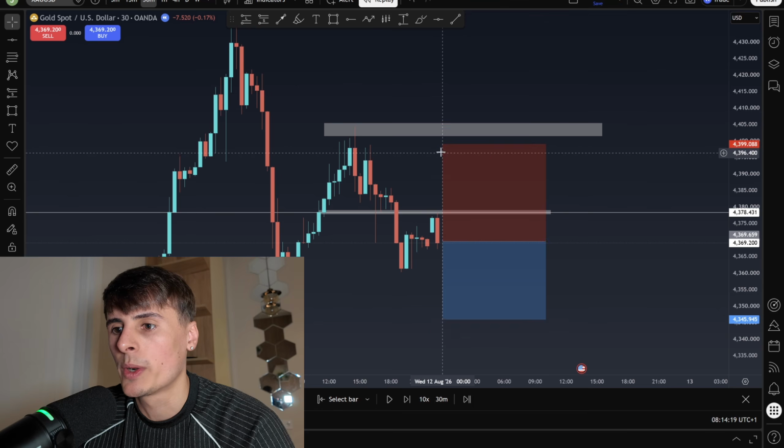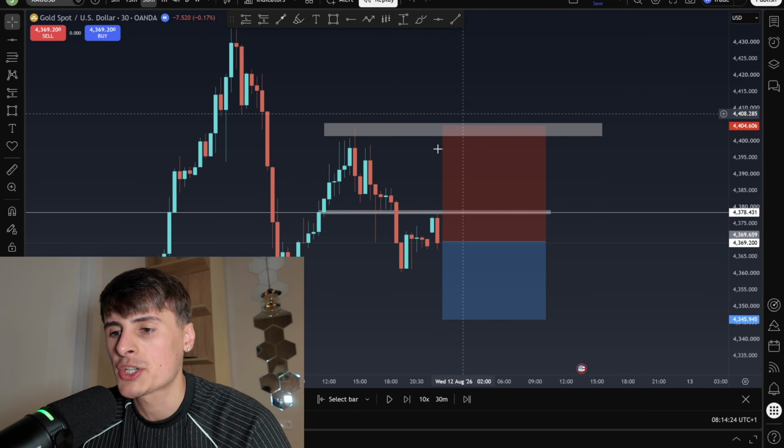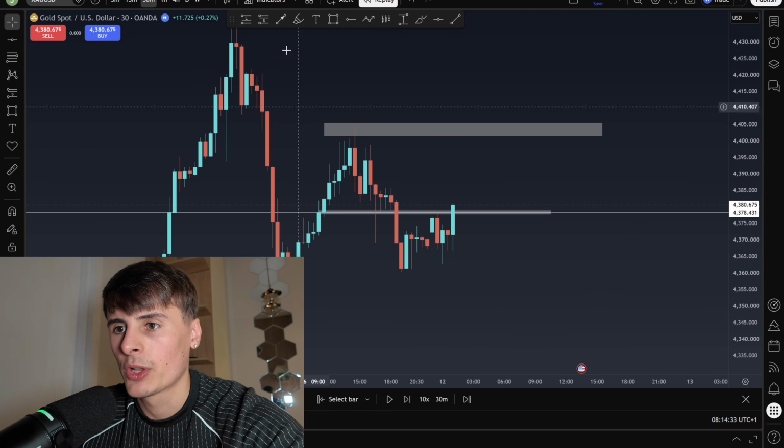And what is liquidity? Liquidity is just money, and that money needs to get taken. So what is the first way that I trade liquidity? I wait for that break above. Let's just keep looking. Let's keep playing this forward. Oh, perfect. Break above. Look at this.